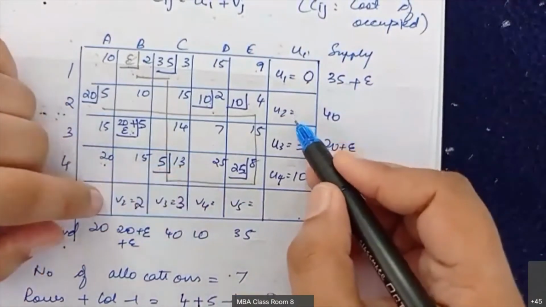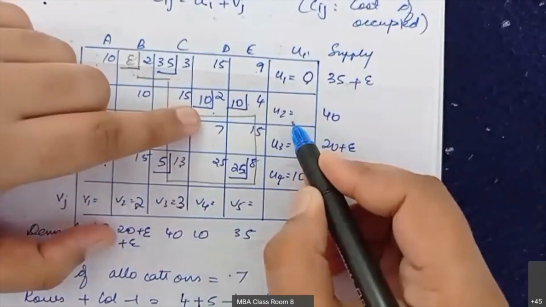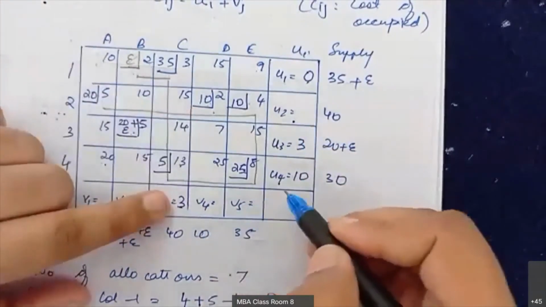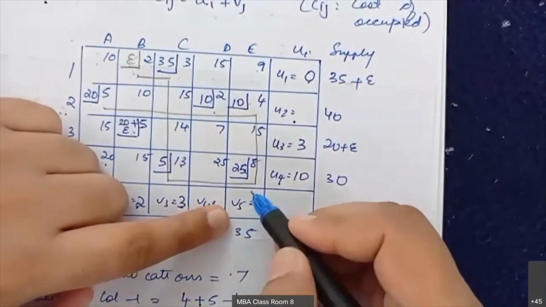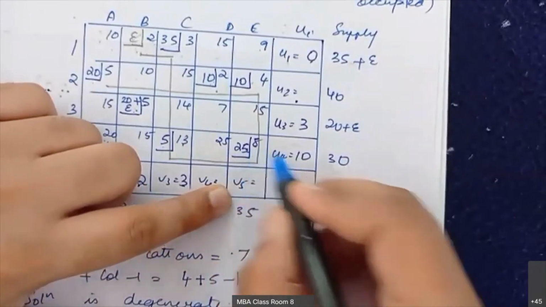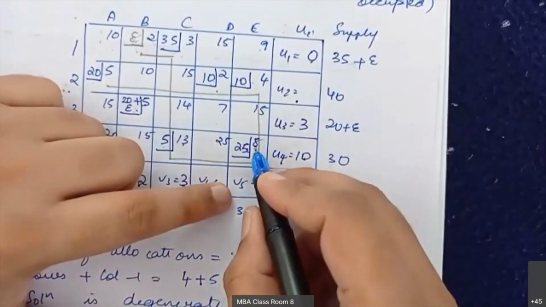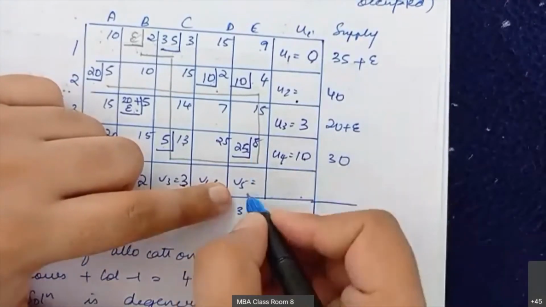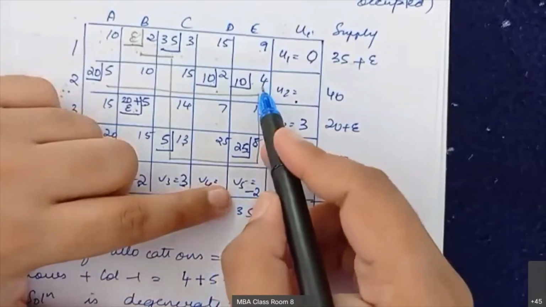Okay, I need to find the value of U2. For that, I don't know these two values. Next, I need to find the value V5. I can find the value of V5. How? I have the cost here, 8, and I have the U4 value. So V5 will be 8 minus 10, that is minus 2. Since I know the value of V5, now I know the cost in this cell.